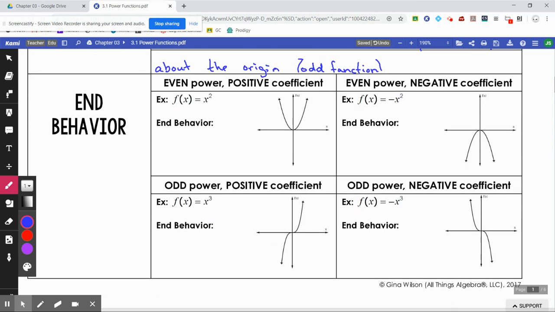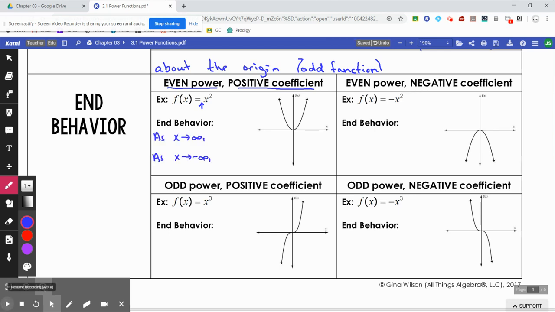So let's look at some end behaviors of these power functions. You have an even power and a positive coefficient. If the number out front is a positive number, which in this case is a positive 1, your end behavior is going to look like this. As x approaches positive infinity, your graph will always go up, so y would approach positive infinity. And as x approaches negative infinity, you get the exact same thing. Y is going up to positive infinity.